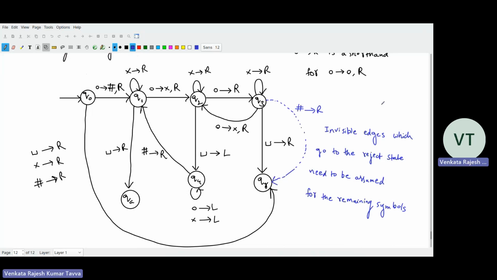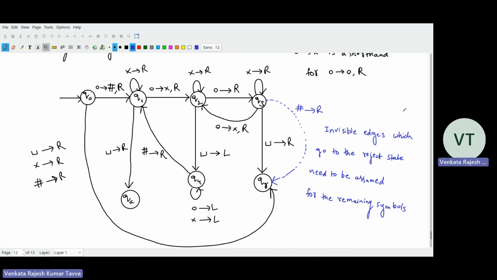It's okay, I'll manage. Okay, invisible edges which go to the reject state need to be assumed for the remaining symbols. So whatever other transitions are not shown, you should assume that all those transitions are going to the reject state. Fine. Now let's quickly work out the state diagram for the previous example we discussed.